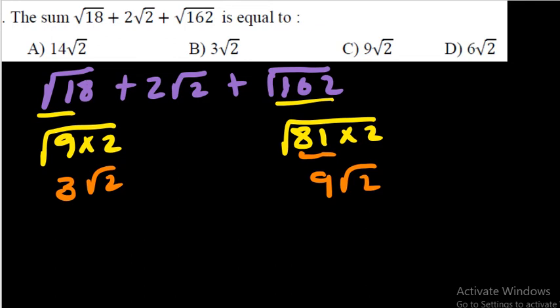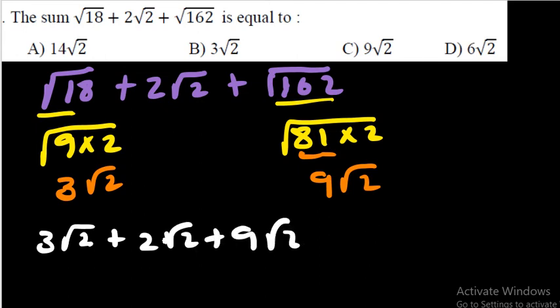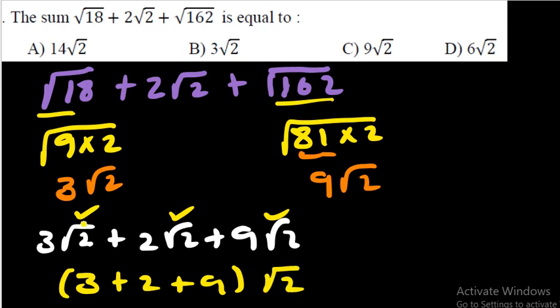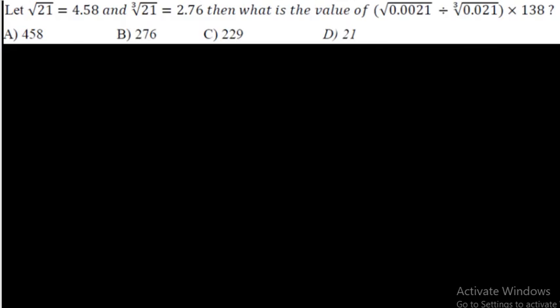Then when you combine now, you have 3 radical 2 plus 2 radical 2 plus 9 radical 2. Radical 2 is found in every term, so we can take it out. 3 plus 2 plus 9, and the radical 2 keep it outside because it's common, extracted. Then 3 plus 2 will be 5, plus 9 will be 14, radical 2 will be the answer, which is A. Next question.